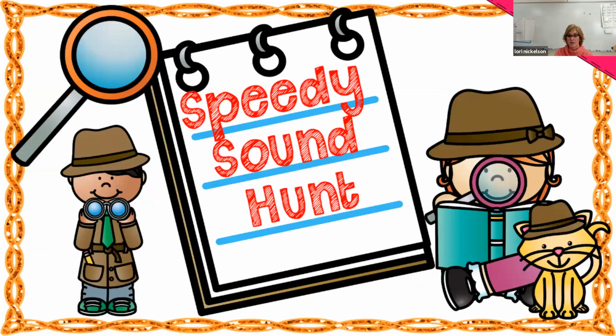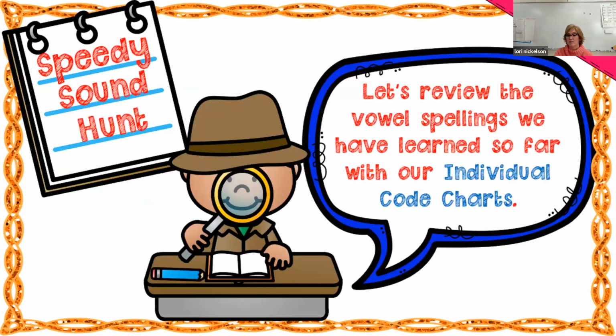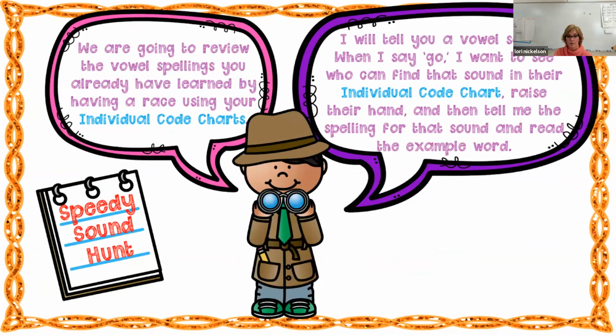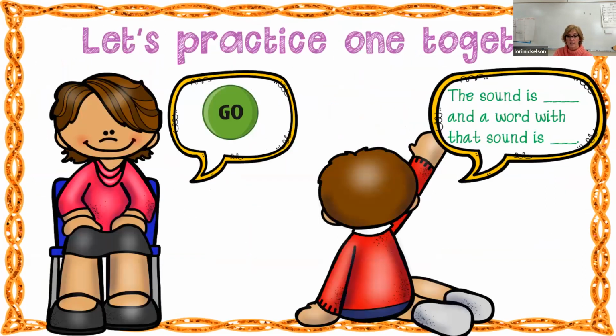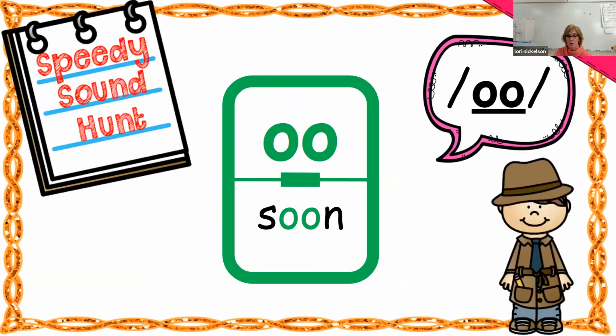Speedy sound hunt. We're going to review some vowel spellings we've learned so far with our ICC, excuse me, our individual code charts. We don't have that, but we're still going to learn these vowel sounds. So we're just going to review them. So let's practice. The oo as in soon.